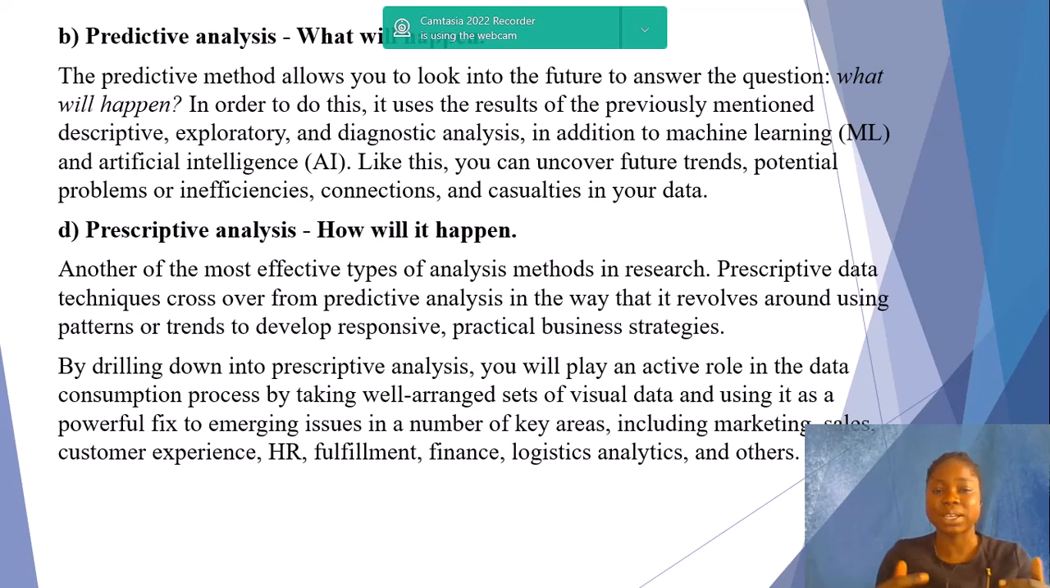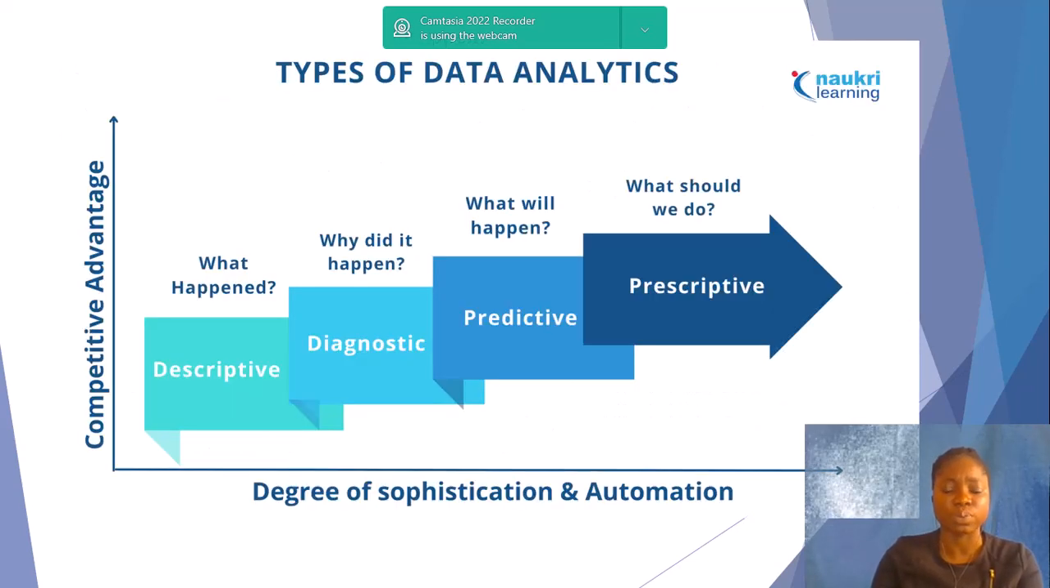Analysts are critical thinkers. Data analysts, to be precise, are critical thinkers. So you think for an organization. You think for your clients, because the reason why they employ you is to help them move the organization forward. So you begin to think, how will it happen? And that is the prescriptive. So basically, what happened? Why did it happen? What will happen?